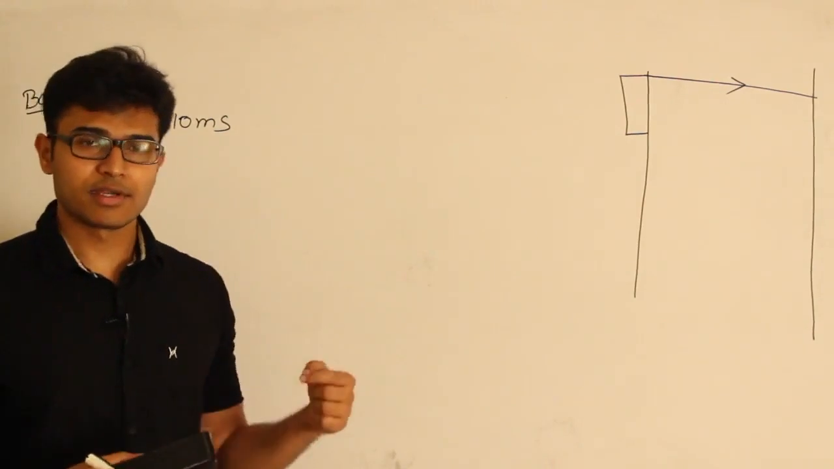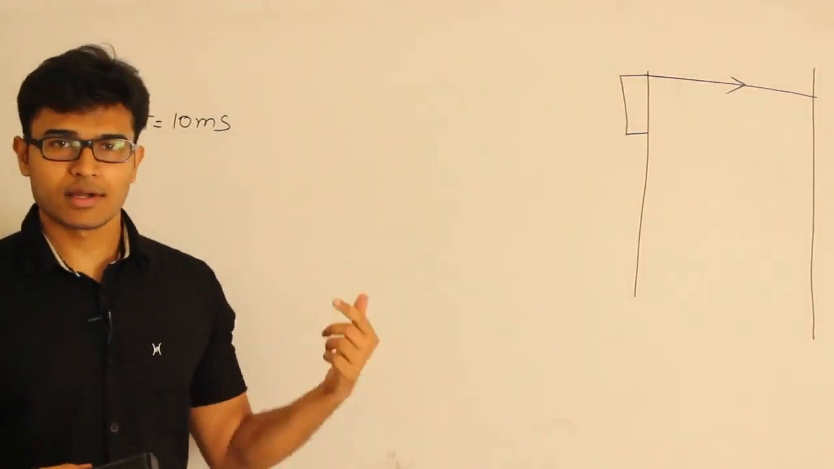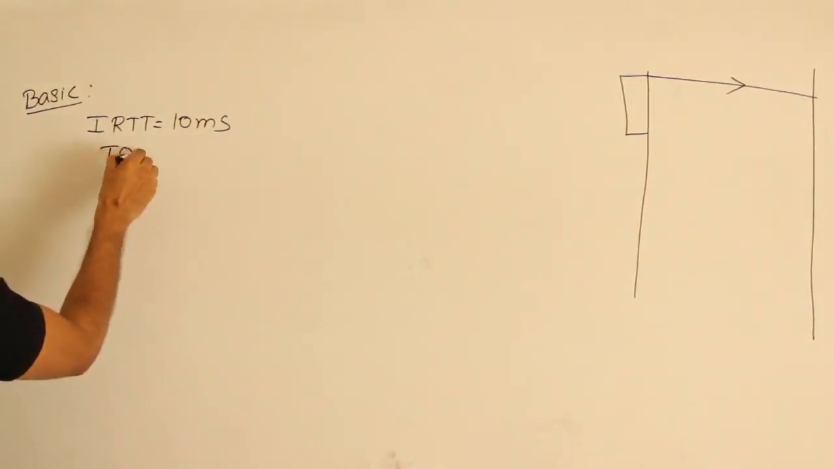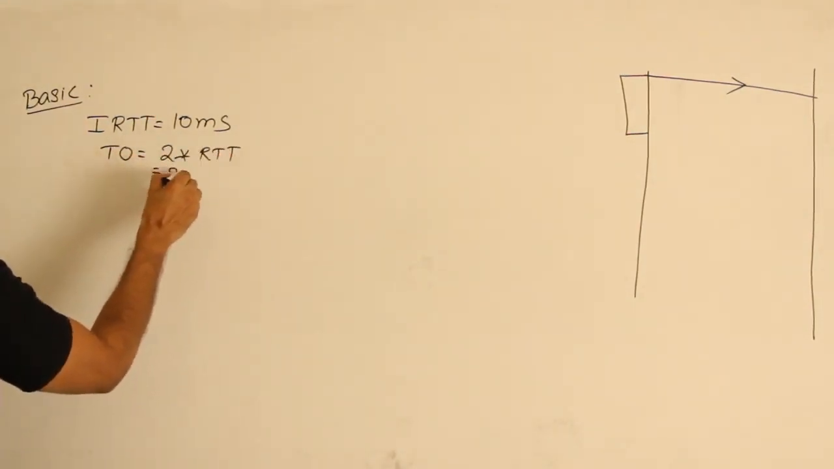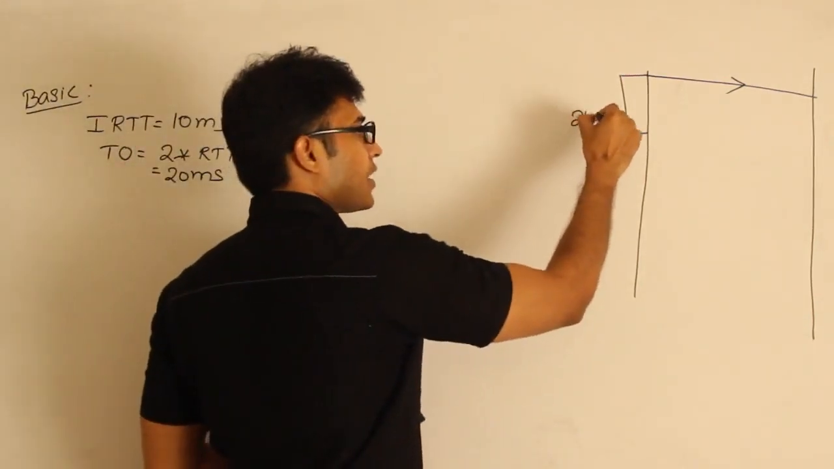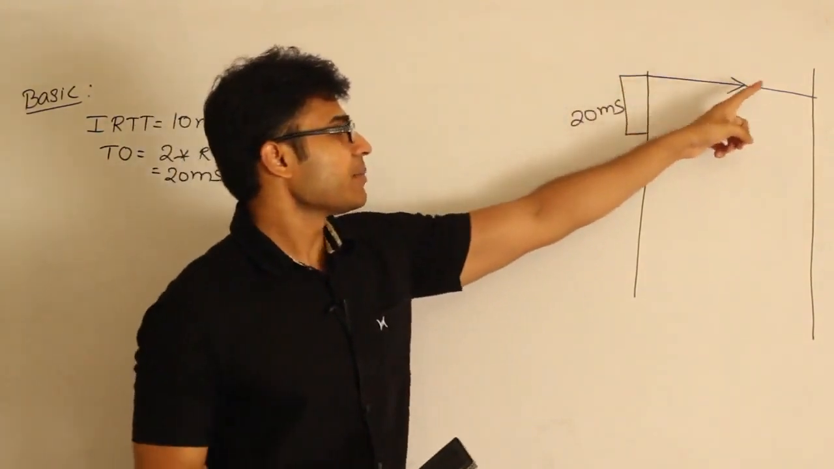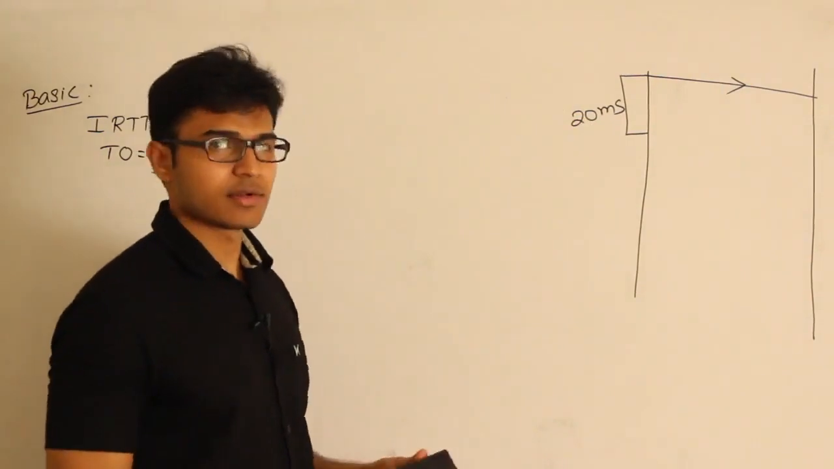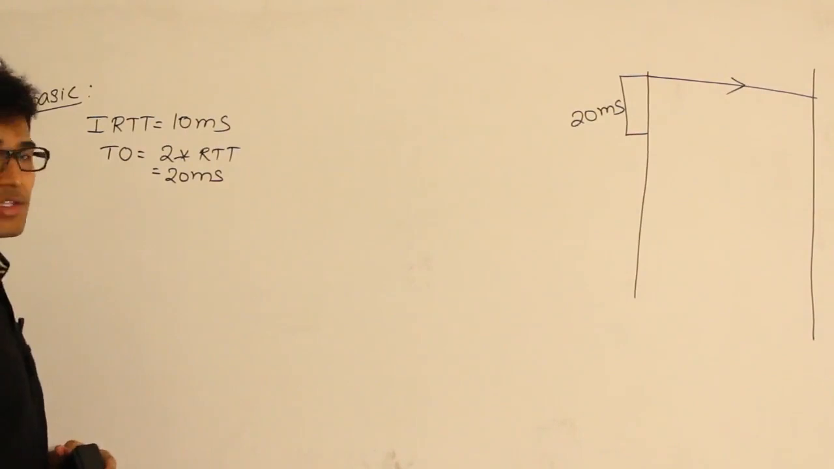So I'm guessing that if I send a packet now, I might get the acknowledgement back in 10 milliseconds, and depending on that, I'll set my timeout to be 2 times the round trip time, which is 20 milliseconds. So what does it mean? I'm sending the packet and I'm expecting the acknowledgement to come back within 20 milliseconds, right? If it doesn't come back in 20 milliseconds, then I have to do something.